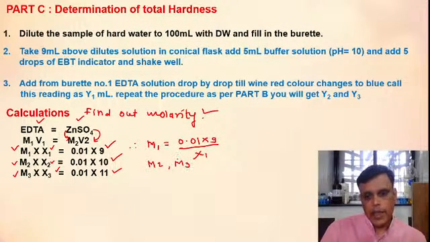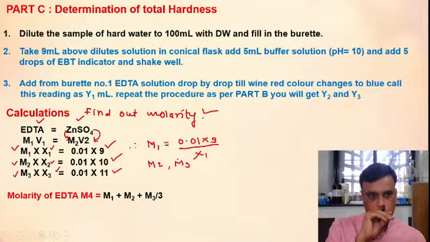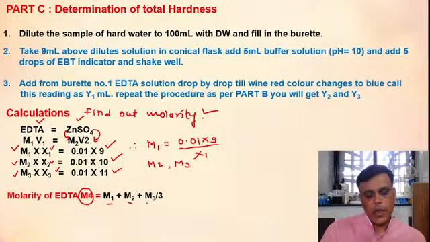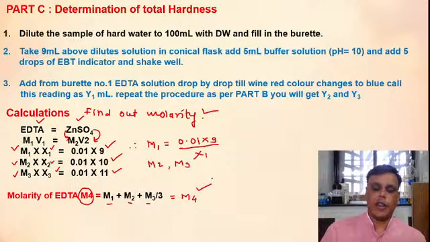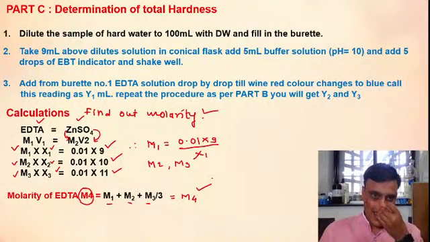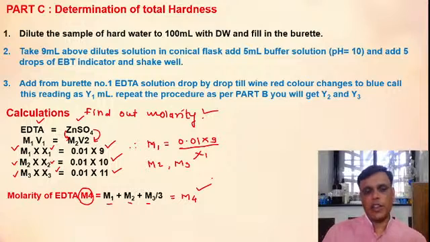And after taking the mean, that is molarity M4, we can calculate. Molarity M4 is nothing but M1 plus M2 plus M3 divided by 3. You will get the molarity of EDTA. This is the exact molarity of EDTA.